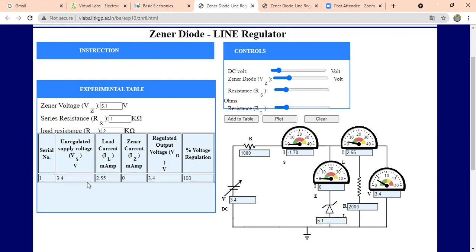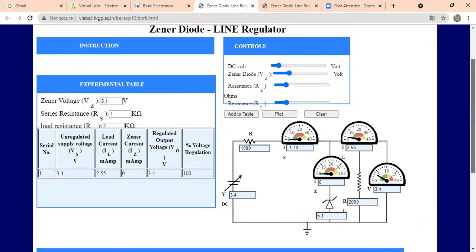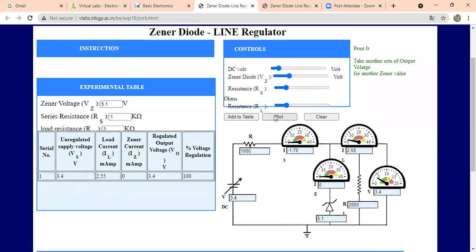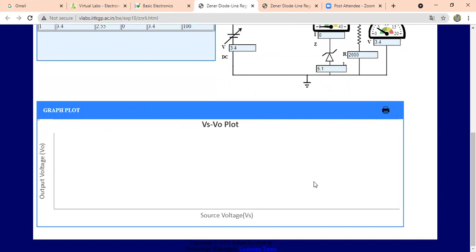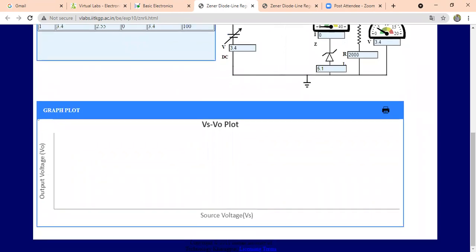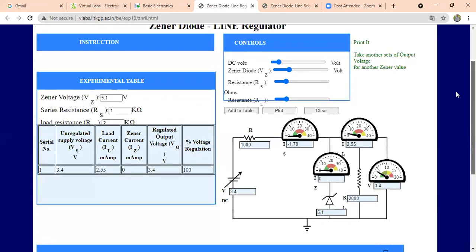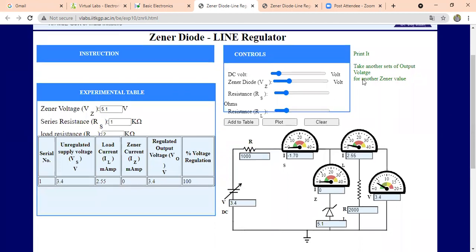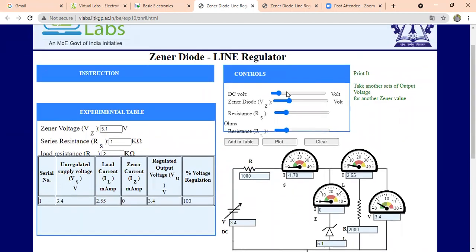Now these values have been added over here to a table. Now we'll be plotting these values on the graph. We will be setting a plot, and these are your plot values. We have not plotted anything yet. Now we'll stick with the set Zener voltage. We'll vary this DC voltage from 3.4 to 6.2. Now just add this to the table and plot the graph again.